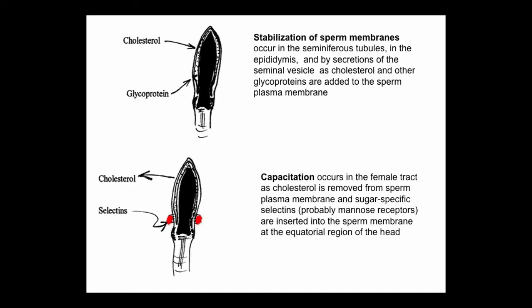There is a certain stabilization of sperm membranes that occurs in the seminiferous tubules and in the epididymis. This occurs by secretions that come from the seminal vesicle. Basically, cholesterol and other glycoproteins are added to the sperm plasma membrane. Now, as we said, capacitation occurs in the female tract, and part of the process of capacitation removes cholesterol from the sperm plasma membrane, and sugar-specific selectins, probably mannose receptors, are inserted into the sperm membrane at the equatorial region of the head of the sperm.